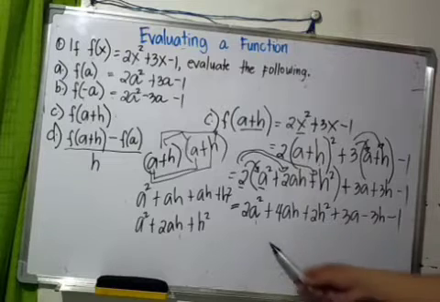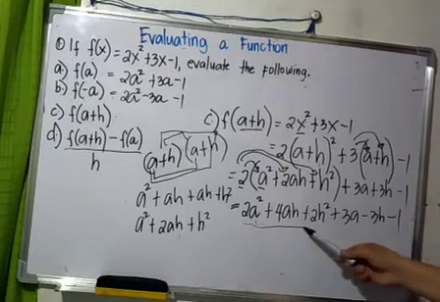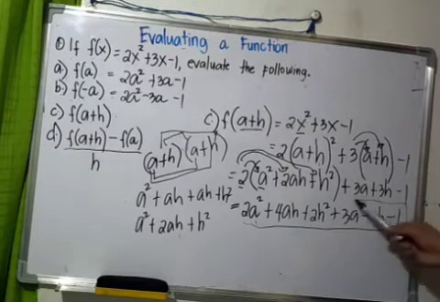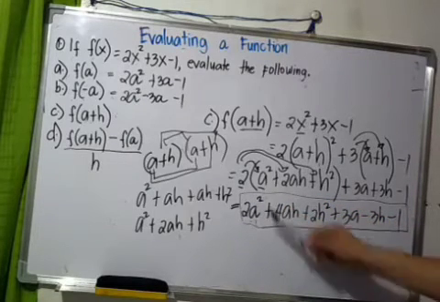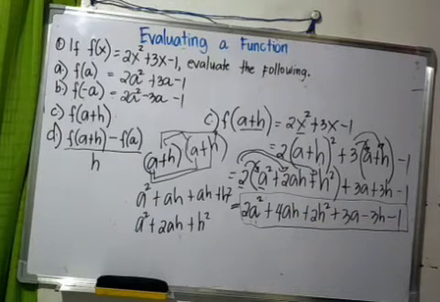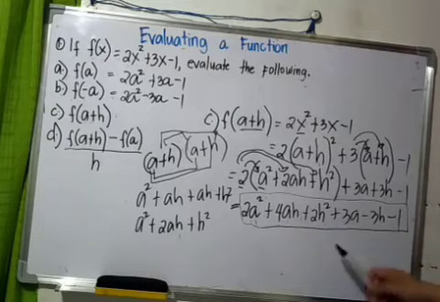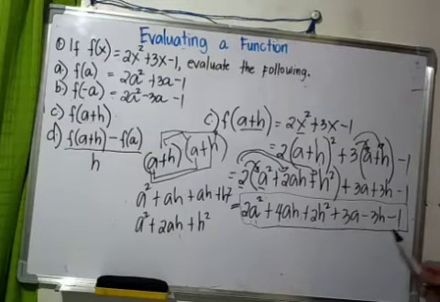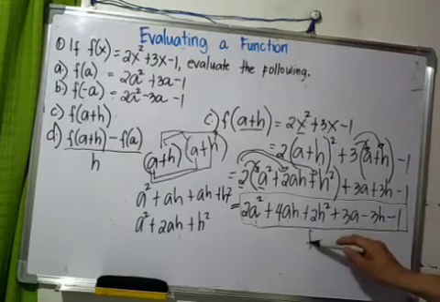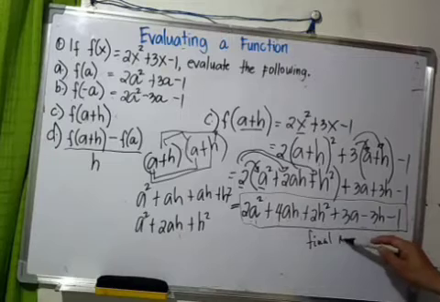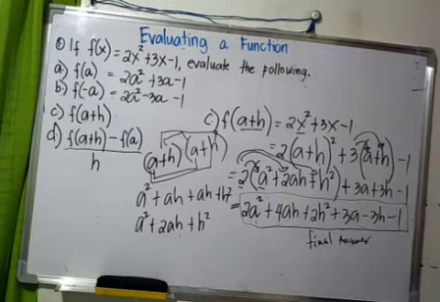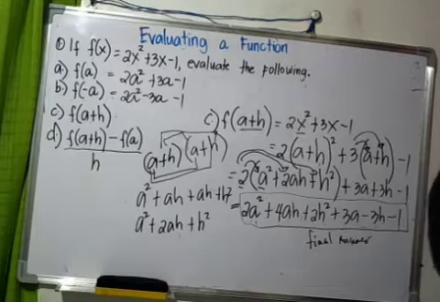So, tingnan natin yung sagot natin kung merong like terms. So, 2a squared, merong like terms ba? Wala. 4ah, wala. 2h squared, wala. Plus 3a, wala. Minus 3h, wala. Okay, so this is your final answer. So, letter C, yan na yung sagot.